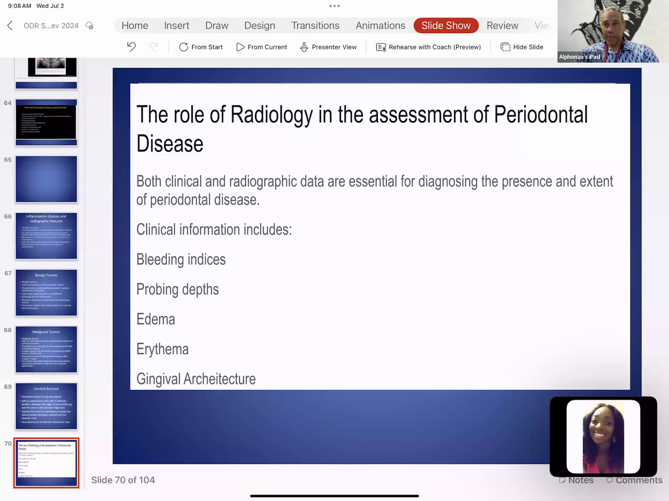Here's just a little slide on periodontal disease and assessing the things we're looking for clinically, because you can't appreciate these things on a radiograph. You can't see bleeding. You can't see how deep the perio pockets are around the tooth. You can't see edema. You can't see erythema. You can't see gingival architecture. So it's very important that in perio, you combine your clinical information with your radiograph.